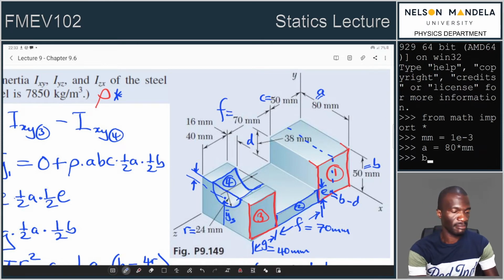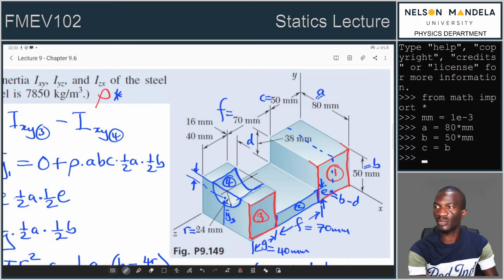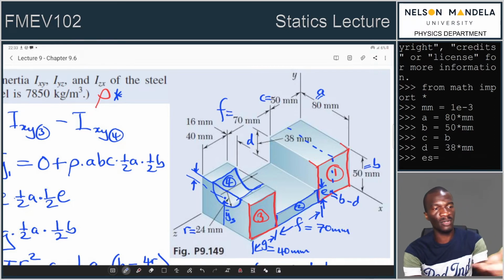What is B? B, by the same token, is equal to 50 millimeters. Actually, I can copy this since I'm using it a lot. What is our C? Our C is 50 millimeters, so it's the same as B. No need to do too much. What is our D? D is 38 millimeters. What then is our E? Our E is reserved, so E is a natural number, so I will not use that constant. I'll just say side E or ES.